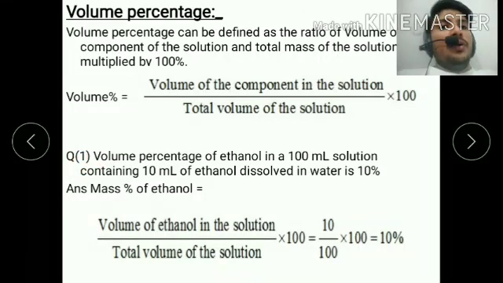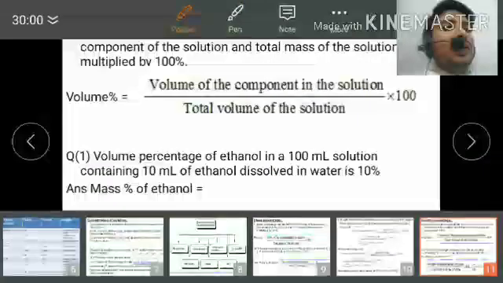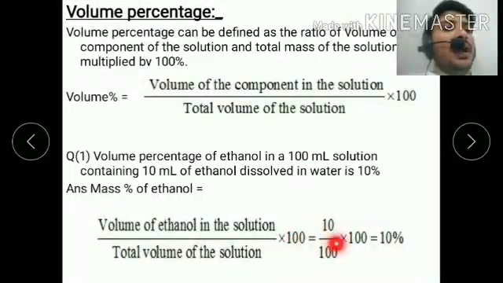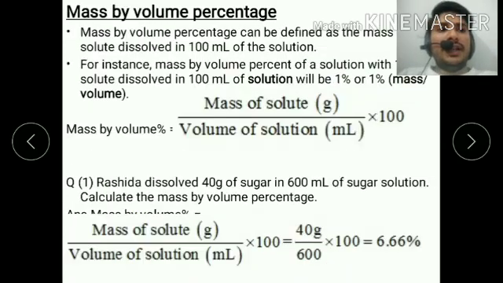Question number one: find the volume percentage of ethanol in a 100 ml solution containing 10 ml of ethanol dissolved in water. The volume of ethanol upon the total volume of solution, multiplied by 100. What is the volume of ethanol? 10. Total volume of solution is 100, multiplied by 100, it is 10%. This is the volume percentage of ethanol.